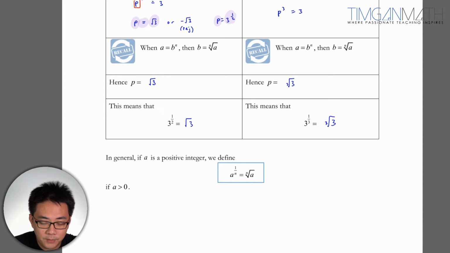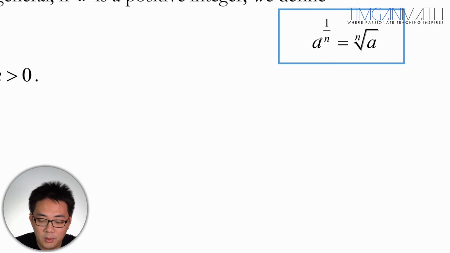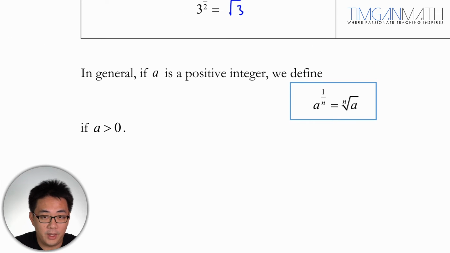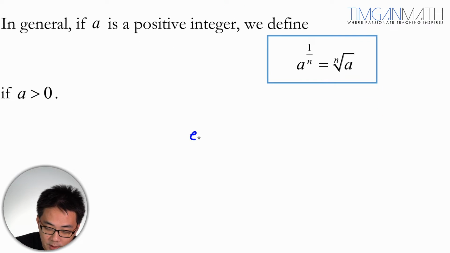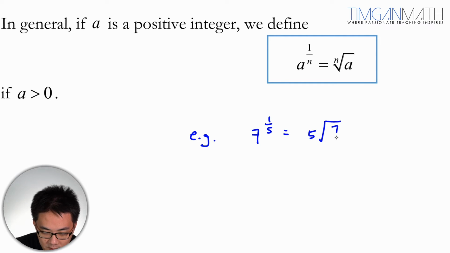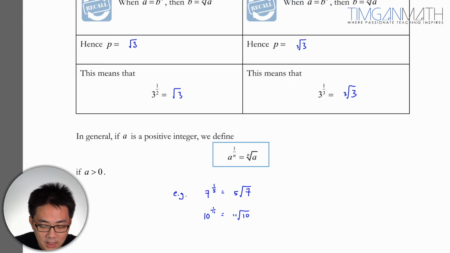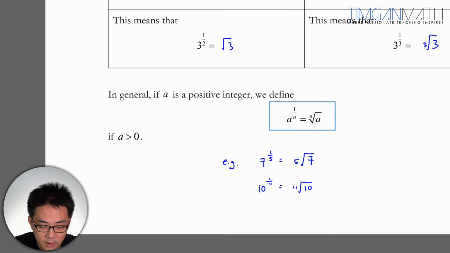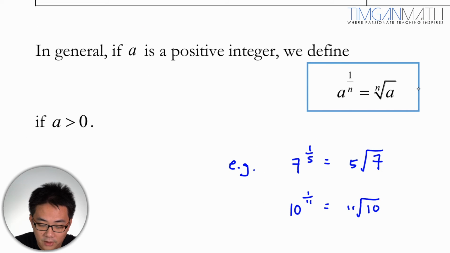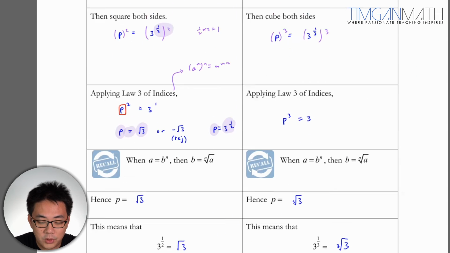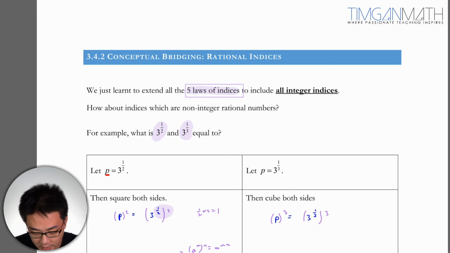So in general, what we could deduce is that a to the power 1 over n is the nth root of a. For example, if we have 7 to the power 1/5, we know that this is the 5th root of 7. And 10 to the power of 1 over 11 will be the 11th root of 10. These are the laws governing this expression, which we deduce from the 5 laws we've already learned.